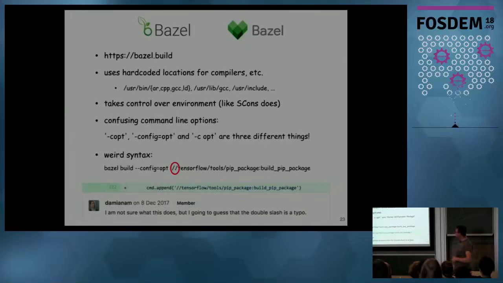This uses hard-coded locations for compilers, like the compiler is at /usr/bin/gcc. The include files are in /usr, libraries are in /usr/lib as well. That's what it does. It does the same thing as SCons does, takes control over the environment, because it puts you in a box, has full control, things are reproducible, that's great. Command line options: it has -c opt, --config=opt, and -c space opt. That's three entirely different things.